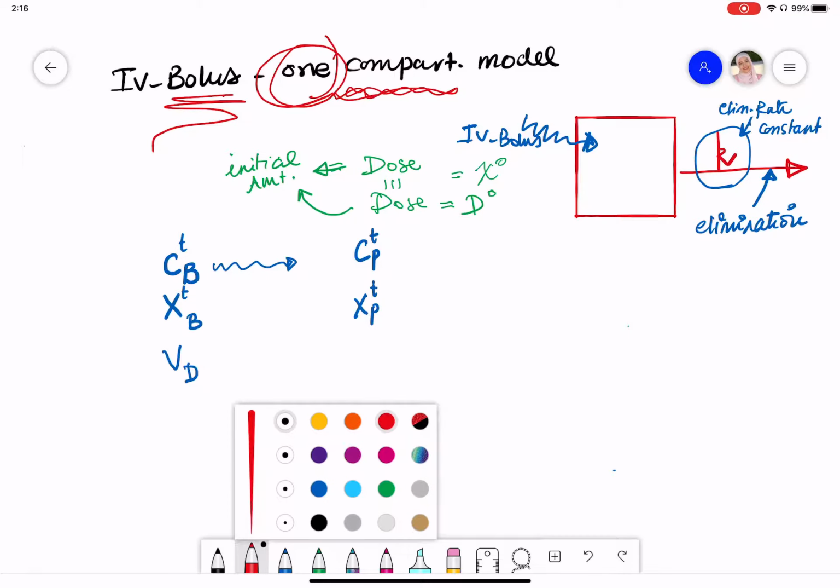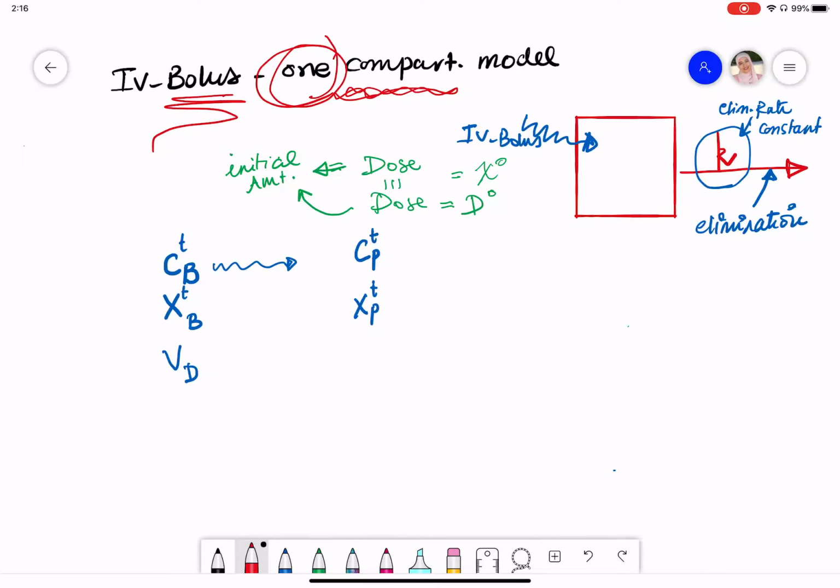We will use them over and over, so make sure that you know them. So: concentration of the drug in the body at time t, amount of the drug in the body at time t, apparent volume of distribution, measured concentration of the drug in the biological fluid, in this case the plasma or the blood, and the measured amount of the drug in the plasma at time t.